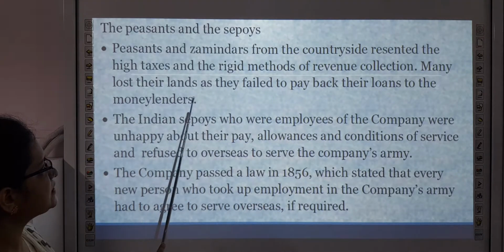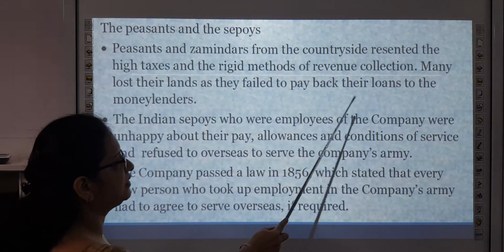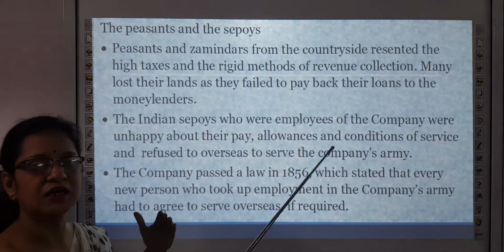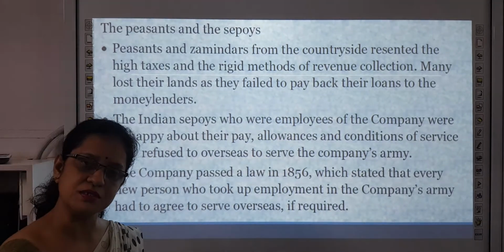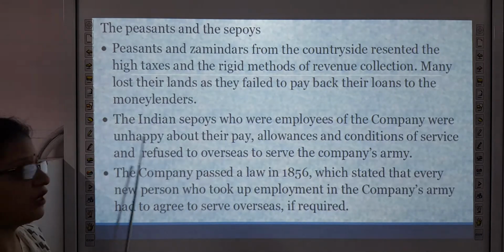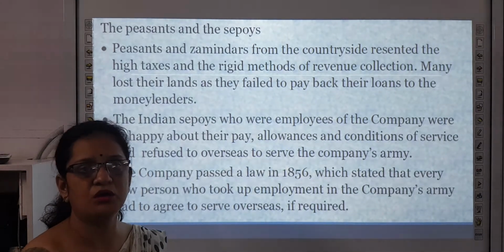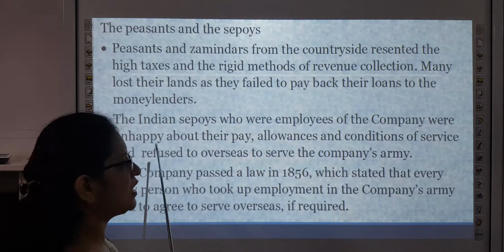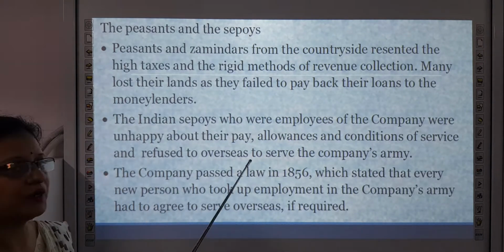Many lost their lands as they failed to pay back their loans to the money lenders. They lost their lands because they were not in a condition to pay back their loans. The second group, the Indian sepoys, also suffered a lot, students. The employees of the company were unhappy. They were quite unhappy with the working conditions.